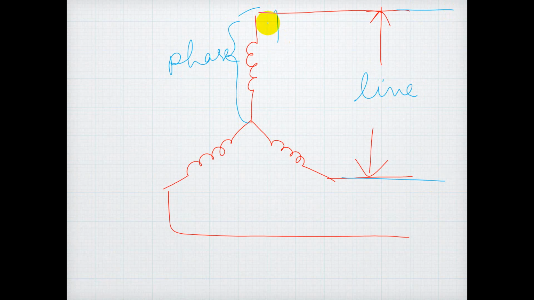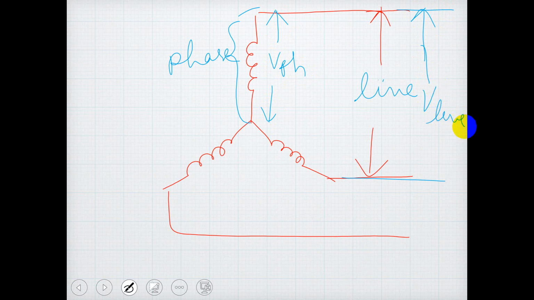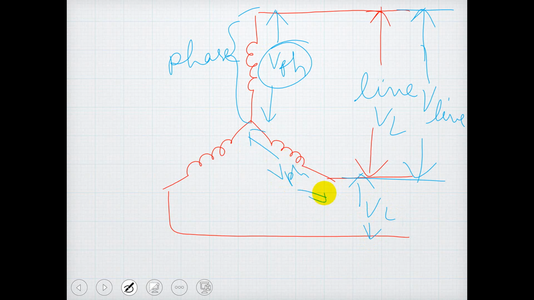If you observe, the voltage across this is called the phase voltage, because normally voltage is measured between two terminals. This is called the line voltage. In short, we represent this as VL and this as V phase. Remember, the phase voltage is always across the winding and the line voltage is across the lines. For any two lines you take, this will be the line voltage again and this would be the phase voltage again.